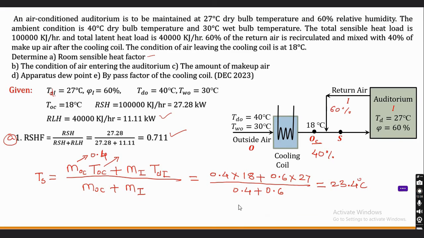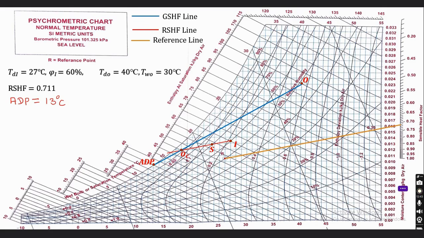So after knowing this value 23.4 as the supply condition, we can plot this on the room sensible heat factor line. So how is it? If you see here, this temperature is 23 degrees Celsius and we have temperature 23.4. So just after this one, let us say this point I am following, and I plot the S point on the room sensible heat factor line, okay? So this is how we get the supply condition of the air.